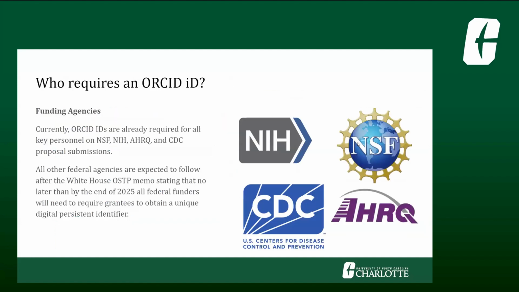The next logical question that comes up is, are there any funding agencies that are actually requiring me to get an ORCID ID? And the answer is yes. You can see on this slide that already the NSF, NIH, AHRQ, and the CDC are requiring researchers to have an ORCID ID on proposal submissions. And if you recall, NSPM 33 is requiring all federal funding agencies to require them. The most recent guidance from the Office of Science and Technology Policy stated that all of the agencies need to comply with this mandate by no later than the end of 2025.